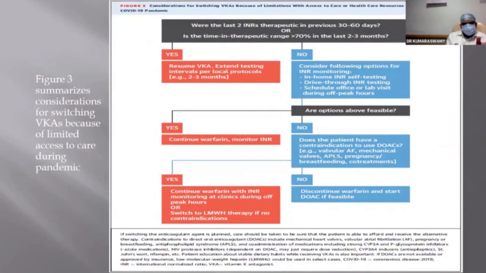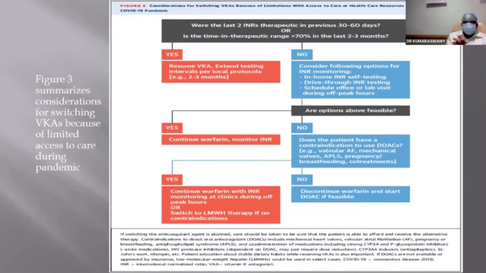This is the same thing. If you maintain the INR at a stable level for 2 to 3 months, you can avoid frequently checking PT-INR. You can postpone it instead of monthly checking, and check the PT-INR every 2 to 3 months, if the previous 2 to 3 readings have been stable.